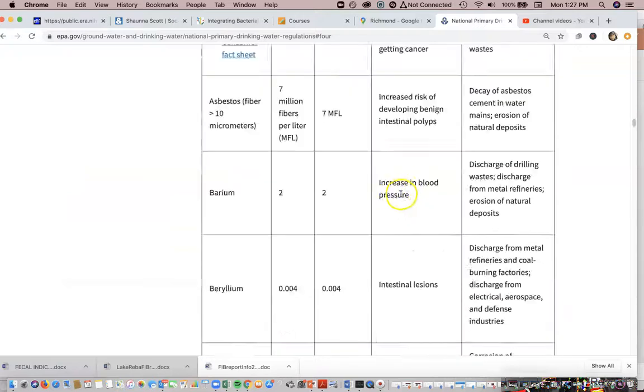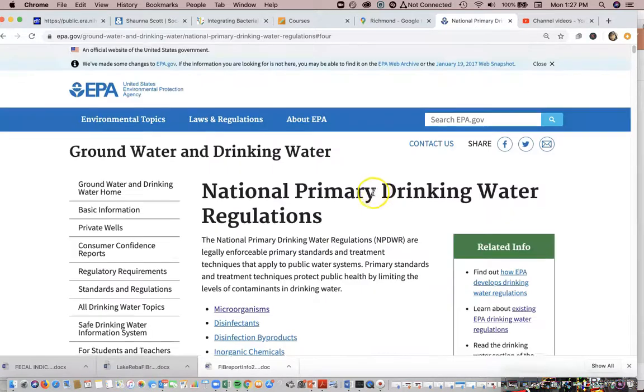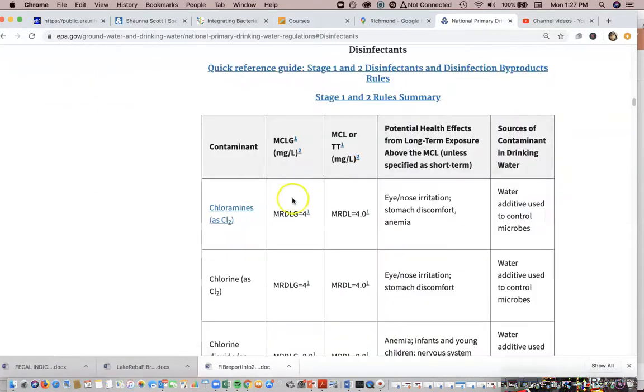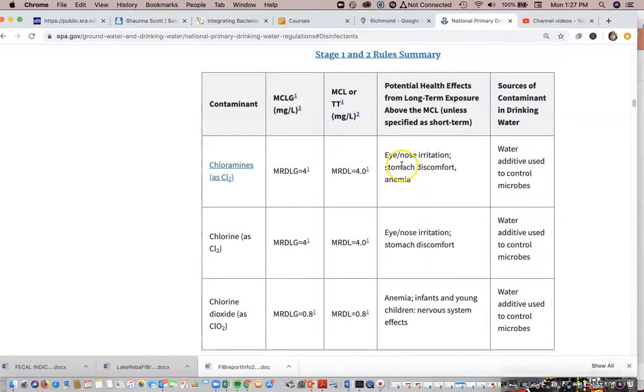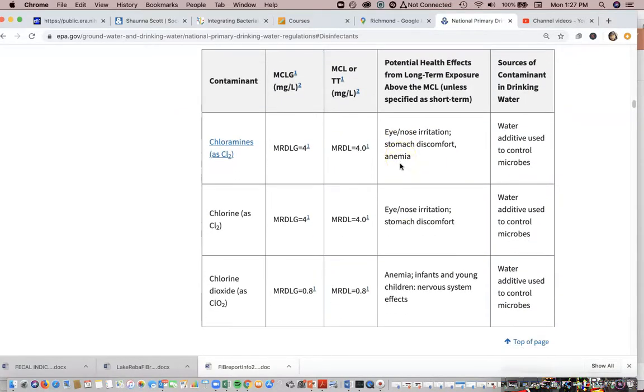Scroll up, all the way up past all those chemicals. Disinfectants. Now, states may have their own standards as well, but the EPA standard says you can treat with chloramines, and they should never exceed 4.0 milligrams per liter. Chlorine, it should never exceed 4.0. You use chlorine dioxide, never above 0.8.